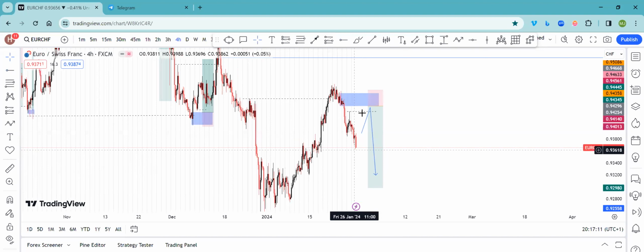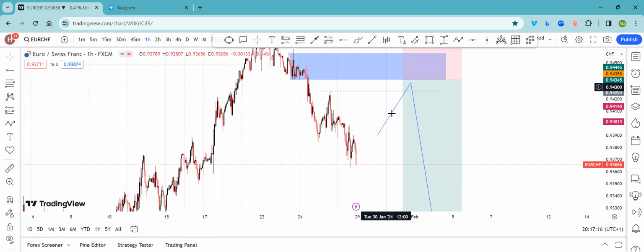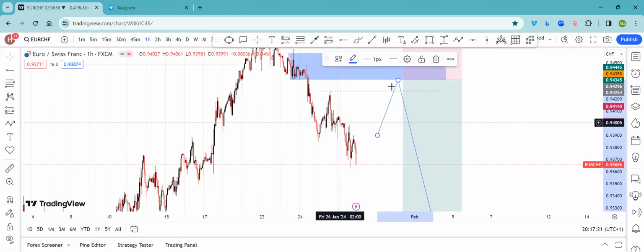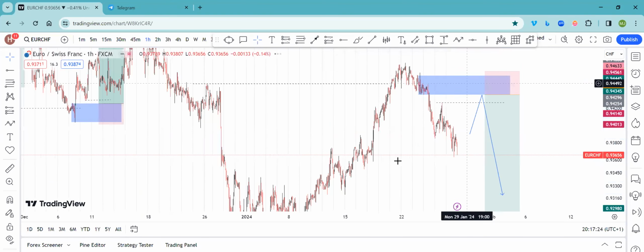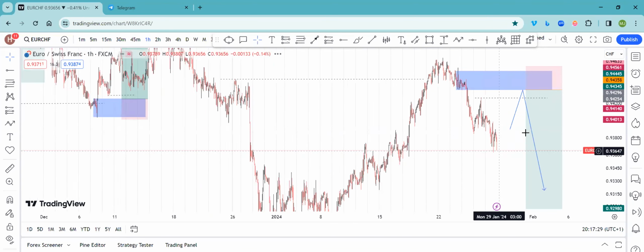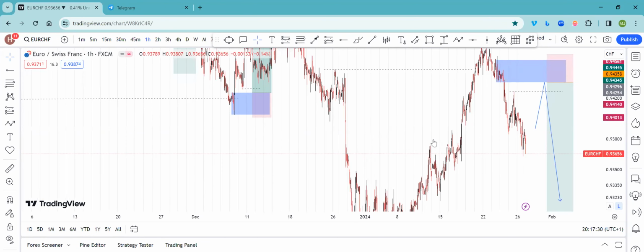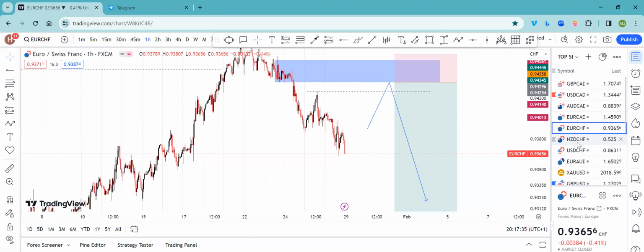So if they should pull back, then we'll be looking to take our sell around this area after they take out this high. We'll be looking to take our sell around this area once they take out this high. That is what I'm also expecting. I'm expecting a sell bias. So it is also a very pretty sweet setup.